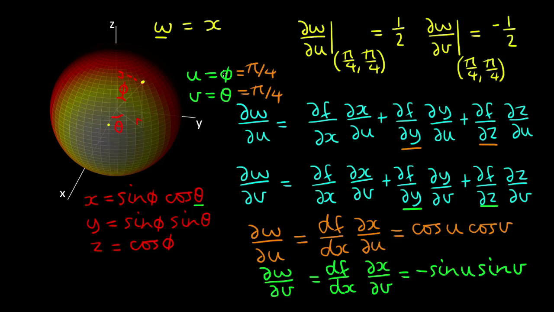So along u or phi, the temperature is increasing. So note that the temperature increases with respect to x. So when we traverse the sphere from the top, we're going towards the maximum value of x.